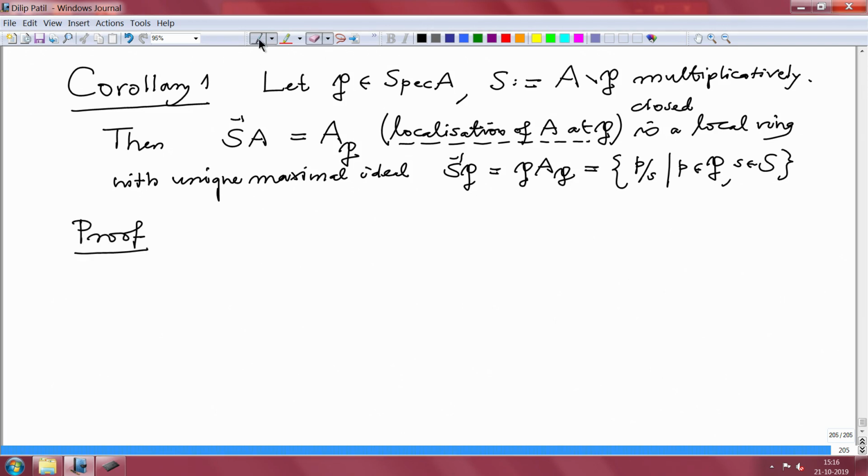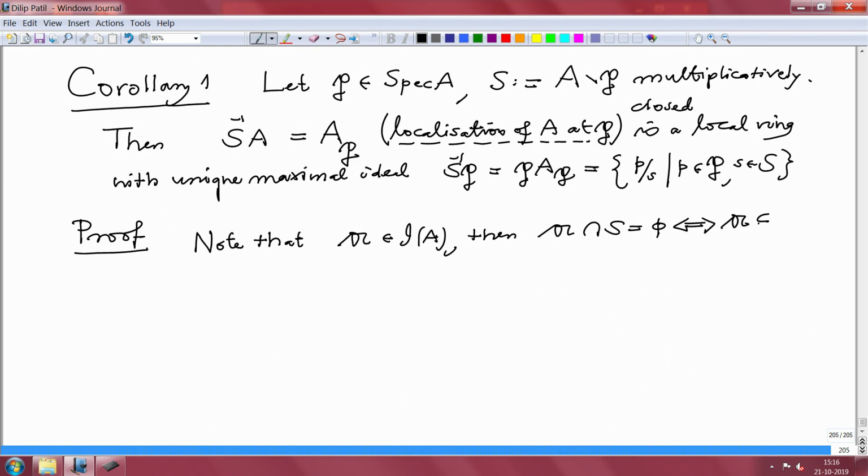All right. Let us prove this. So, note that if I have an ideal 𝔞 in A, then in this case, because S is the complement of P, 𝔞 intersection S is empty if and only if 𝔞 is contained in the complement, that is, 𝔞 is contained in P.